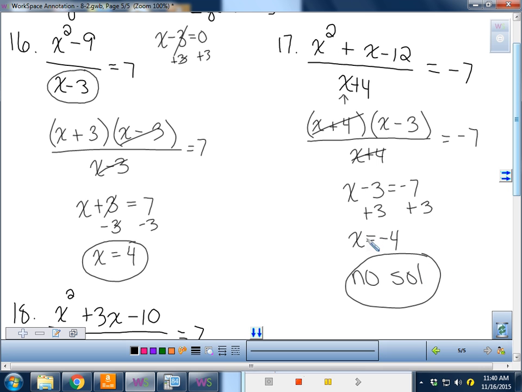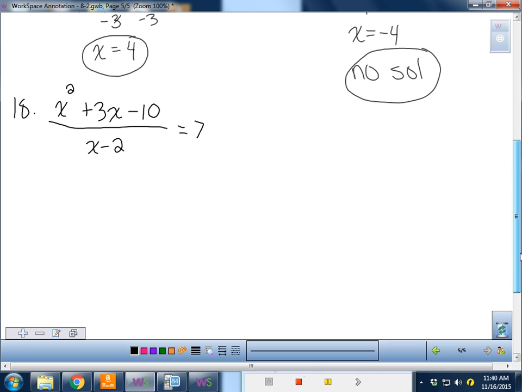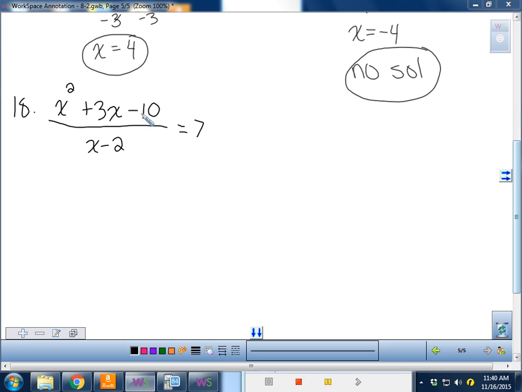So if the number that you get in an answer is going to give you a 0 in the denominator, it's no solution. And sometimes it's a good idea just to figure out what it's going to be in the beginning. Go ahead and just set the denominator equal to 0. Okay? And this last one, I have a trinomial on top, so I'm going to factor that.